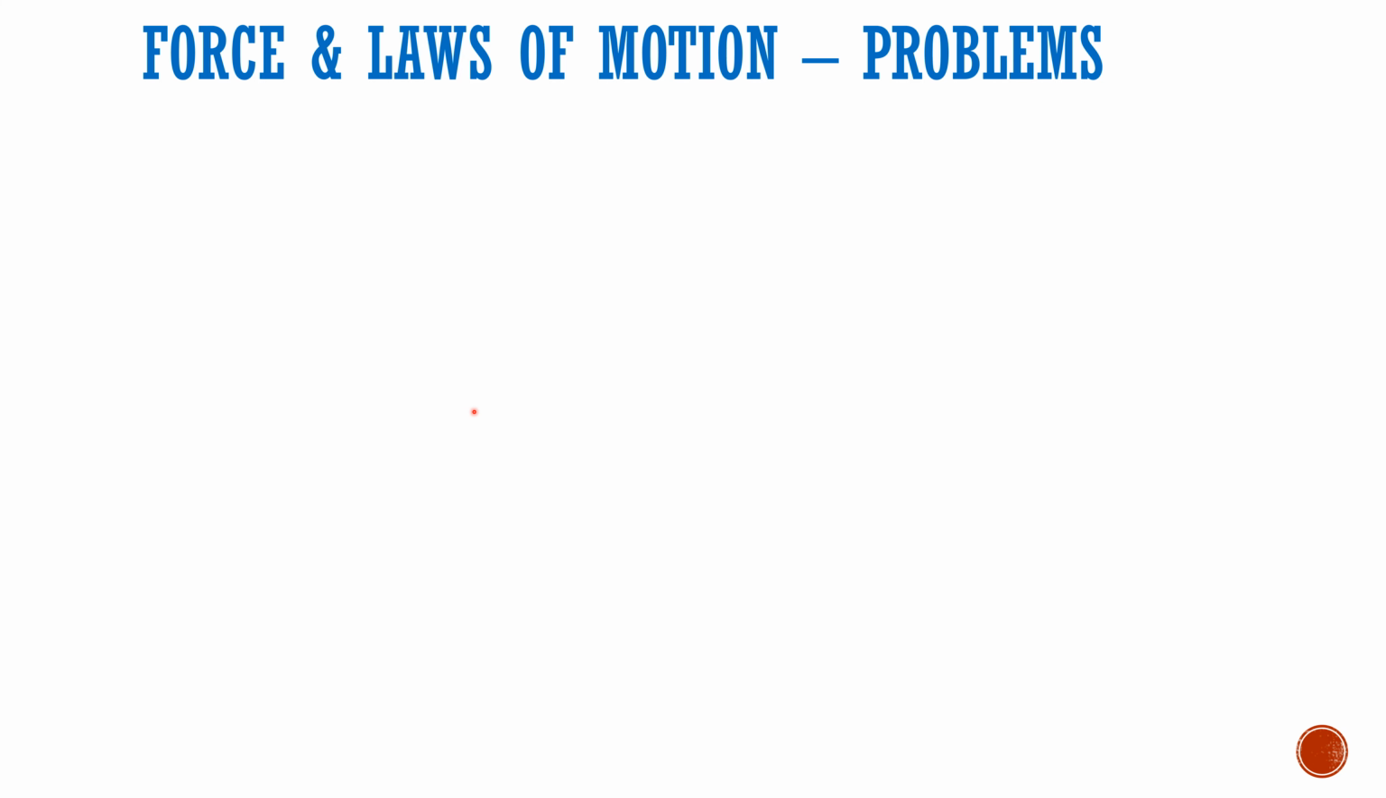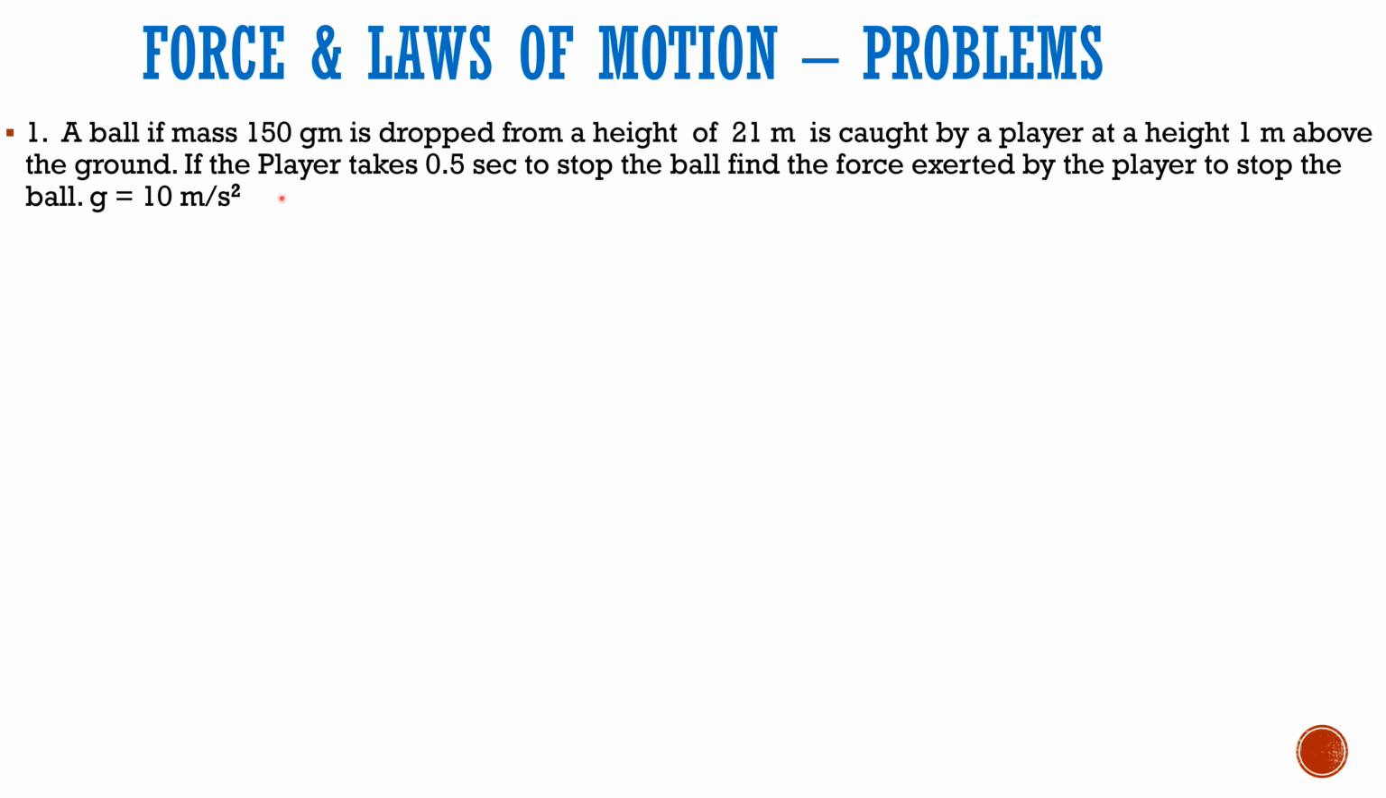So let's start with the first problem, which says that a ball of mass 150 gram is dropped from a height of 21 meter and is caught by a player at a height of 1 meter above the ground. The player takes 0.5 seconds to stop the ball. Find the force exerted by the player to stop the ball. We have to assume that g is equal to 10 meter per second square. So what's given? The mass of the ball is 150 grams, which is nothing but, converted into kgs, 0.15 kg.